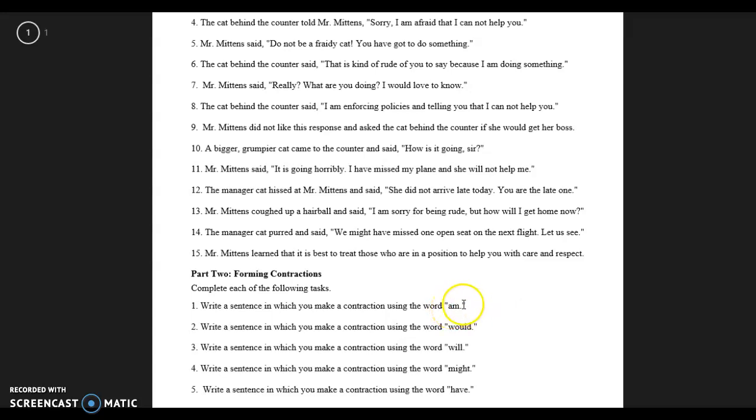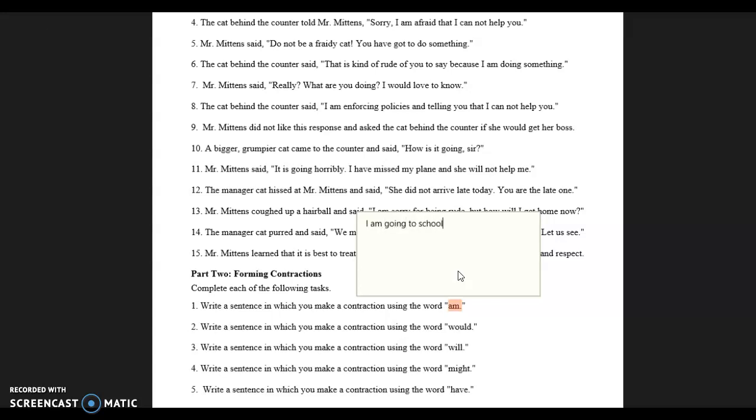For example, let me give you an example. Let's say the sentence, I am going to school. Period. Don't forget the period. With a contraction, this can become I'm, don't forget the apostrophe, going to school. Period. Okay, so I don't want to see this sentence. I want to see this sentence because it says which you make a contraction using this word.